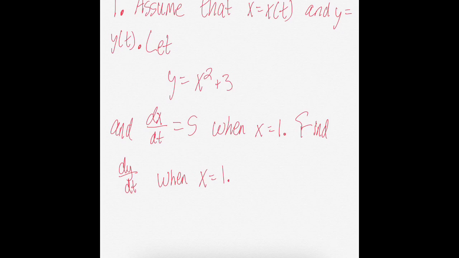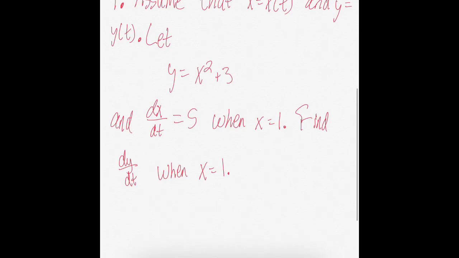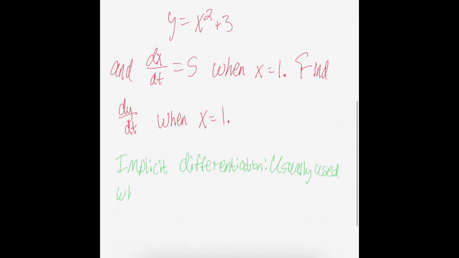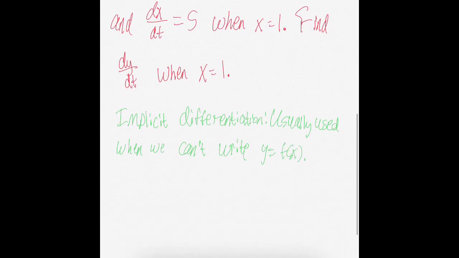Okay, so we are looking for the derivative of y with respect to t. So here, we do have something. At the end of last time, we talked about implicit differentiation. We introduced that new technique of taking derivatives. And remember, implicit differentiation is usually used whenever we can't write y equals some function of x.